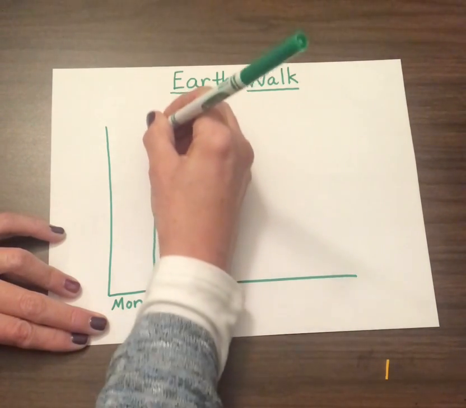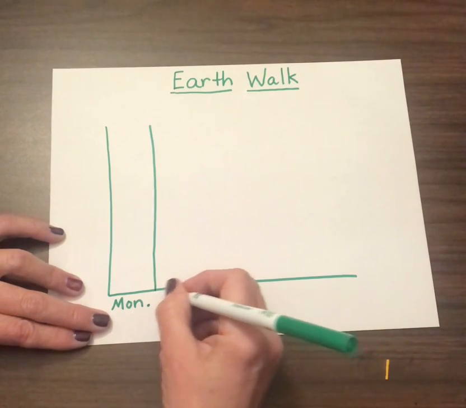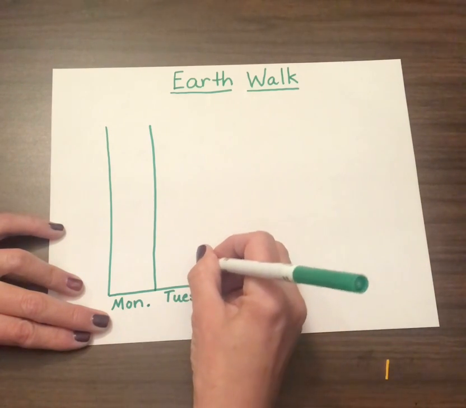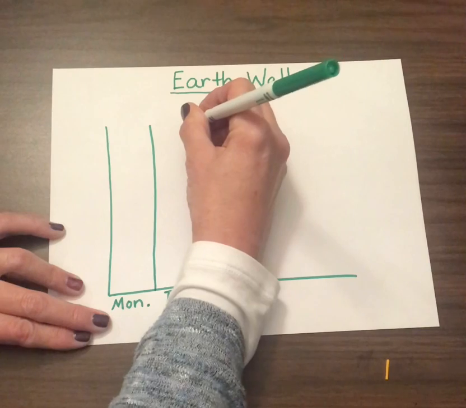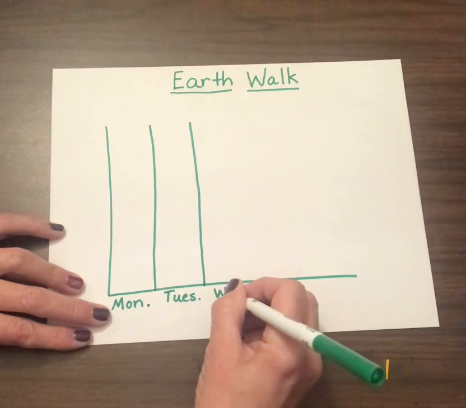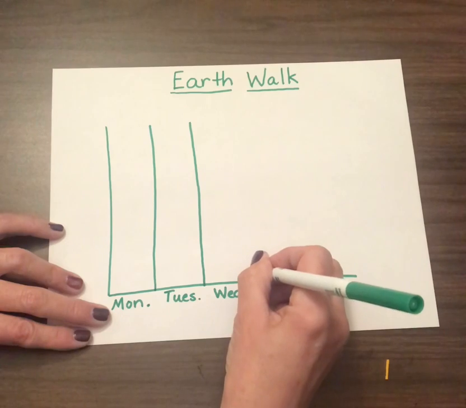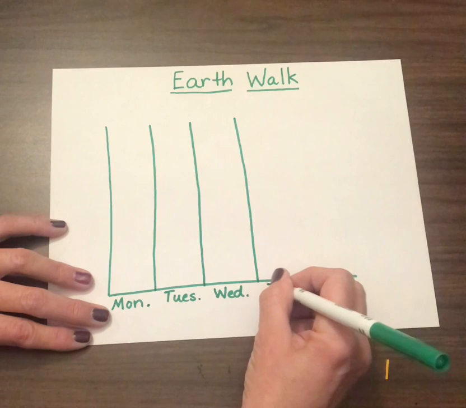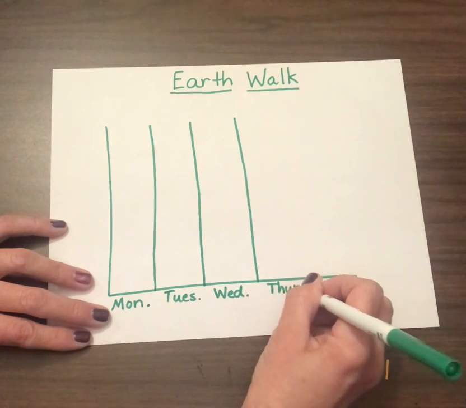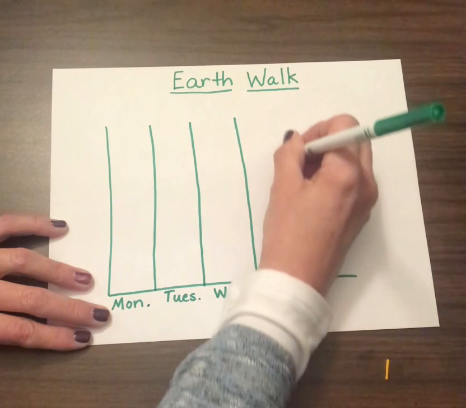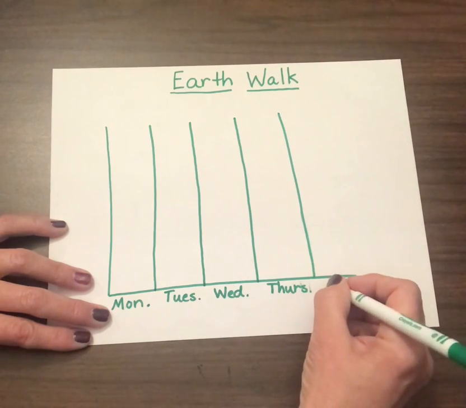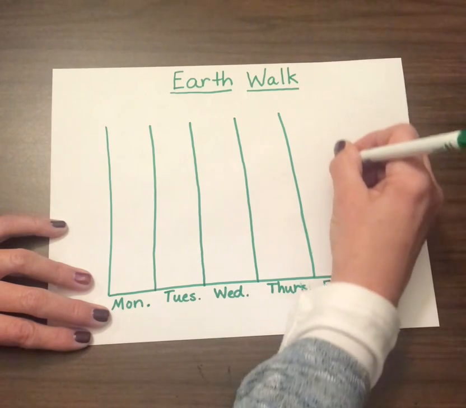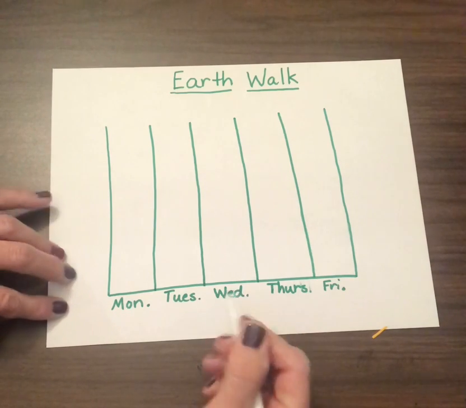So I did Monday, and I made a little chart for Monday. Next comes Tuesday. And again, I just abbreviated the name of the day. And then Wednesday, and again, just a little abbreviation for that day. And then comes Thursday. And then the last day, oh, I smeared it. It's okay. The last day is Friday. All right, so I have my graph.